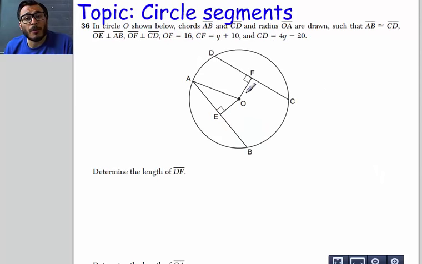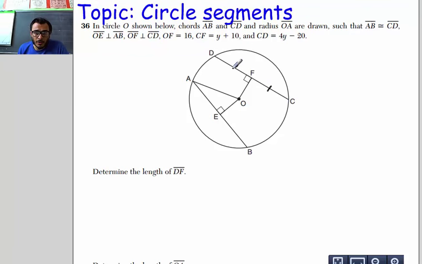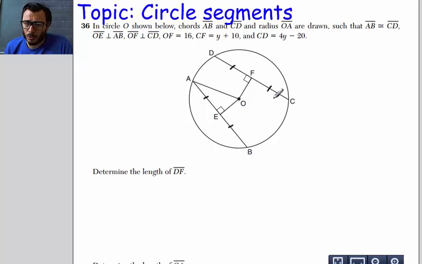All right, so for number 36, to answer this question, you need to know that segment CF is congruent to segment DF. And same thing on the other side. Segment AE is congruent to segment EB. And then all these segments are basically congruent to each other, so they all get the same tick mark. All right, then we're going to label the given information.